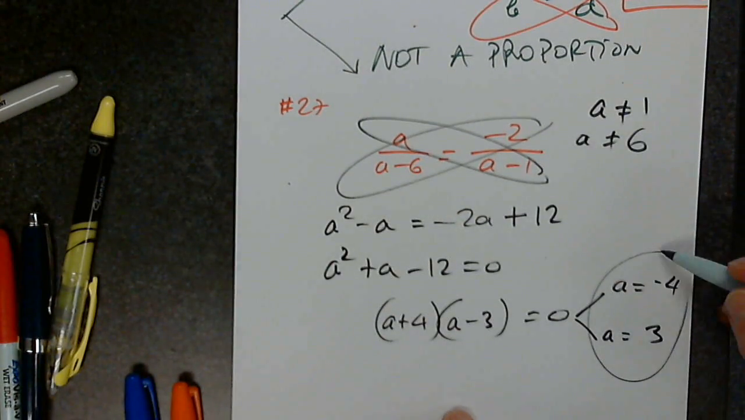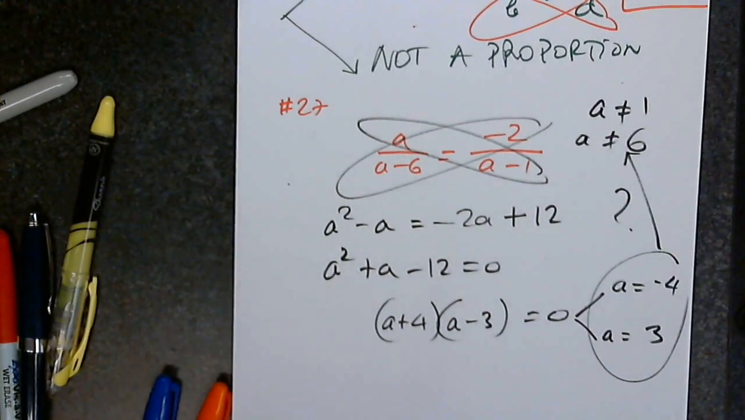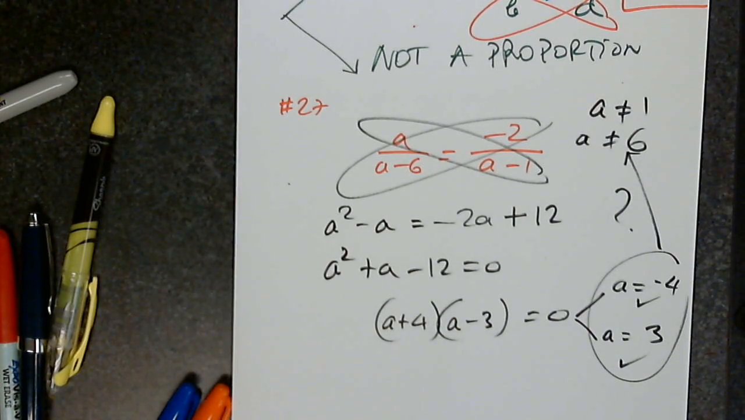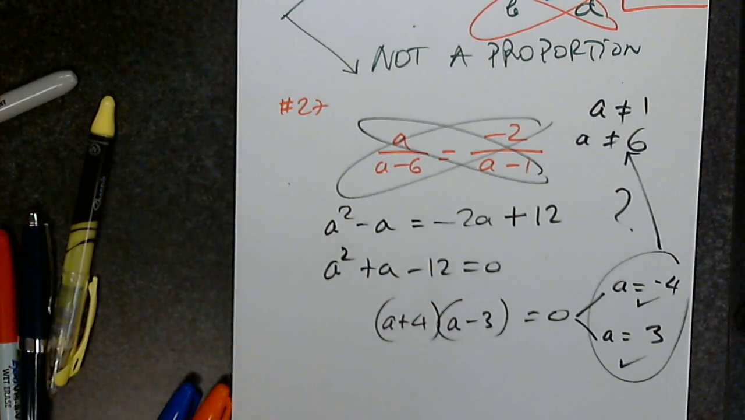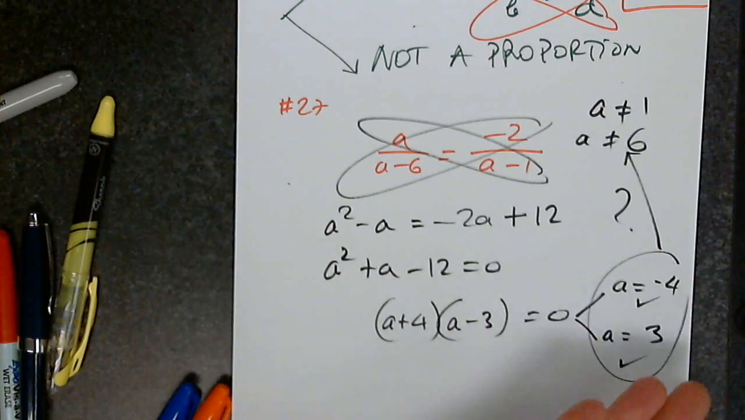Are these among the restrictions? Are they among the list of no's? No. So I'll say yes and yes. That's the main purpose of stating restrictions. What if they are? Then I'll say no solutions, or I will cross one of them out. Who knows? In this case, 3 and negative 4 are not on the list. They're both solutions. Okay, perfect.